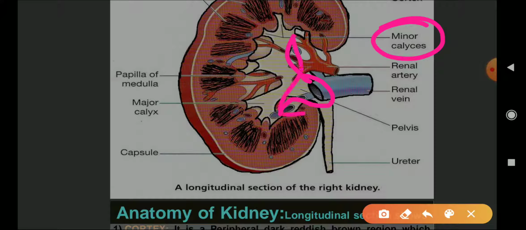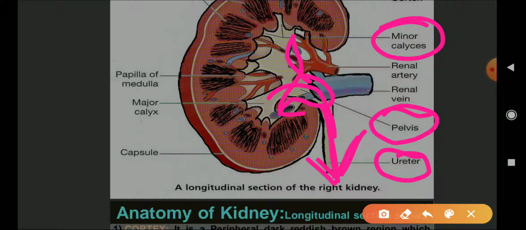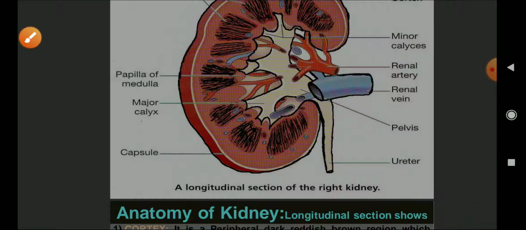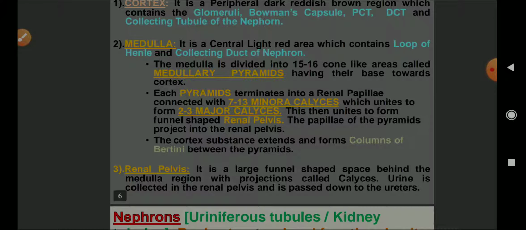So renal pelvis is a funnel shaped structure which opens into the ureter. Whatever urine is formed by the renal papillae is collected by the minor calyces, from the minor calyces to major calyces, and from the major calyces it enters into the renal pelvis. Renal pelvis collects the urine and then passes it to the ureter. What is the function of renal pelvis? The function of renal pelvis is to collect the urine. That is the important function of renal pelvis. Let us move on to the next one.